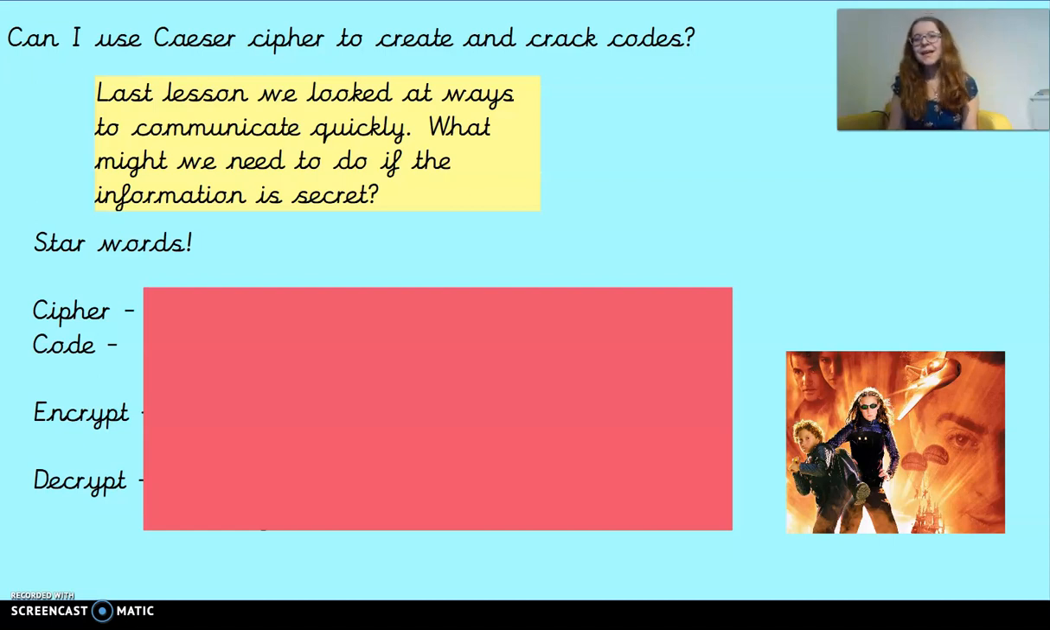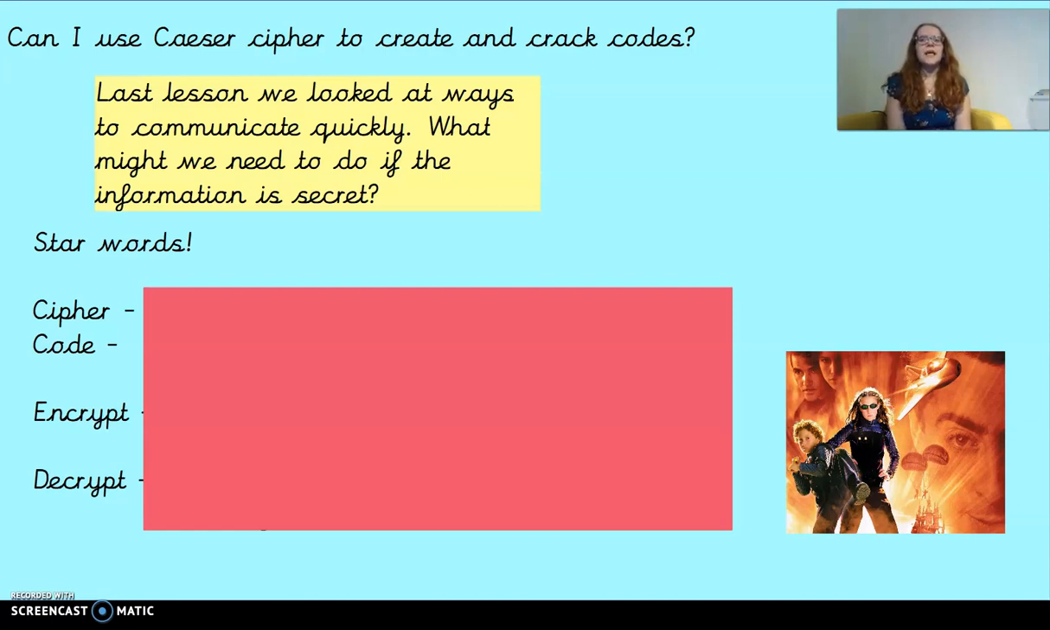Now, yesterday we were looking at ways that we could communicate quickly over long distances. So we had the semaphore flags that we were looking at, and do you remember who created them? Have a think. Yes, they were created by a French chap called Chappe, very helpfully. And then we also had a look at Morse code, and I've had some fantastic Morse code messages come through via email, so thank you for sending me those.